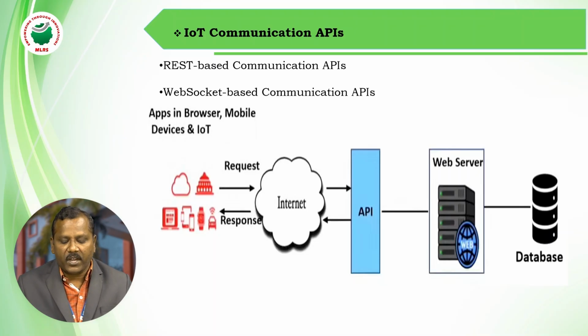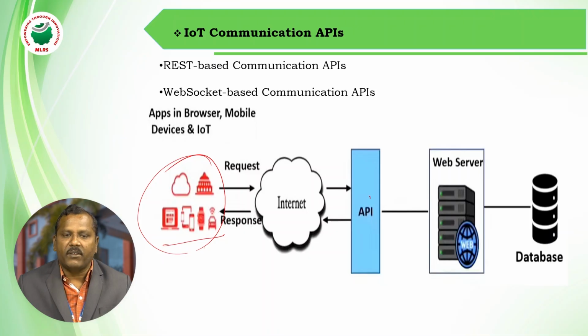Here there are different devices. One device sends a request to an API to send the data, and the API collects the data from the database through the web server, and the API sends a response to the particular device. So here the API acts as an intermediator between the two. API is a simple software.